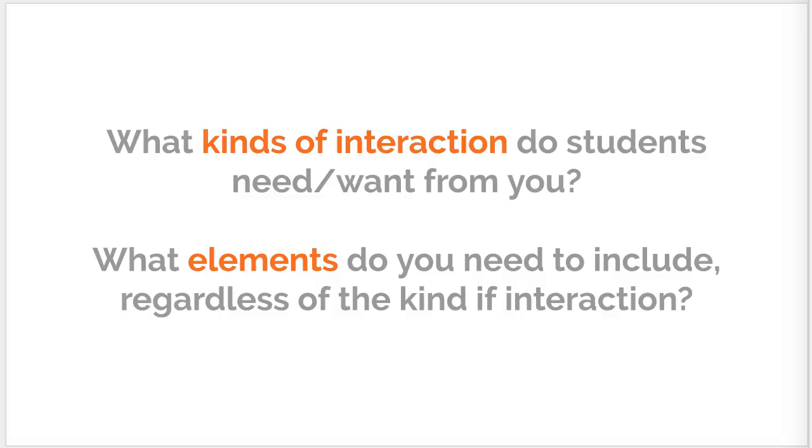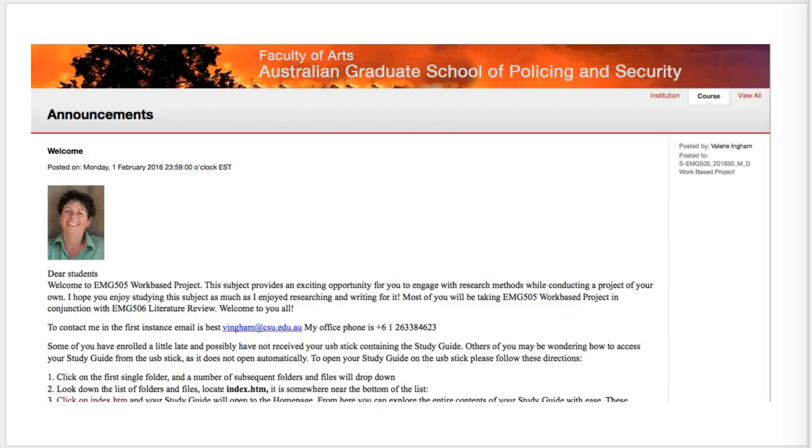What kinds of interaction do students need or want from you? Not just going back to autopilot and doing what people just assume is expected in the subject, but really thinking about, in this context, for this subject, for this cohort of students, what do they need or want from me? Then, what elements do you need to include, regardless of the decisions that you make in terms of staff to student interaction? Again, going back to the most basic example, are announcements.